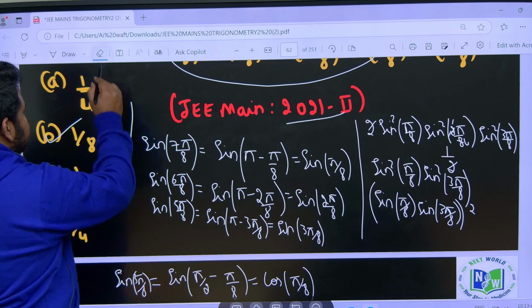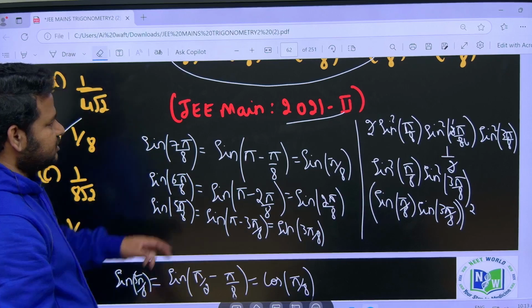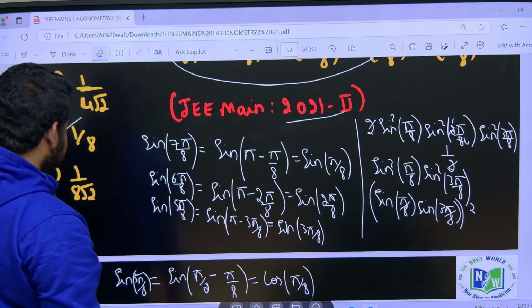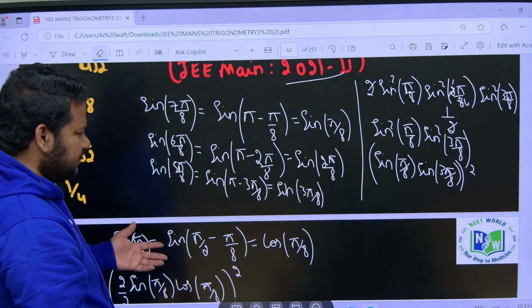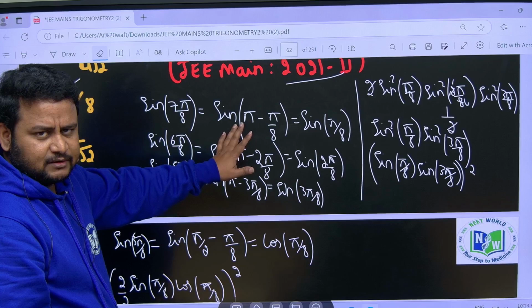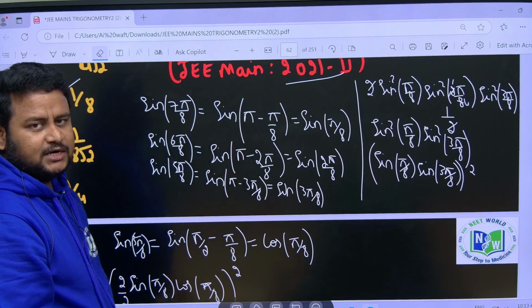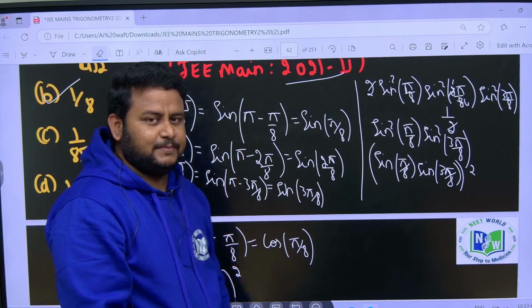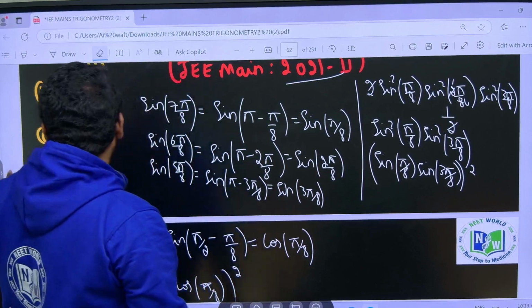Got it, friends? It's a very simple question. Okay, asked in 2021 mains. We took, I think, 2 odd minutes, but here you can solve it within 1 or 1.5 minutes. Got it, friends? Very simple question. Okay, let us move to the next question.